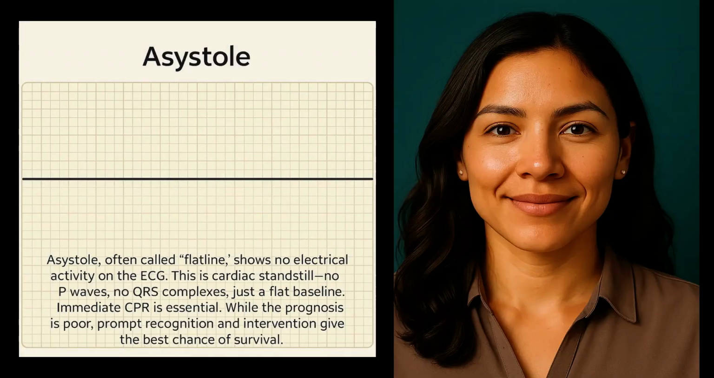Asystole, often called flatline, shows no electrical activity on the ECG. This is cardiac standstill: no P waves, no QRS complexes, just a flat baseline. Immediate CPR is essential. While the prognosis is poor, prompt recognition and intervention give the best chance of survival.